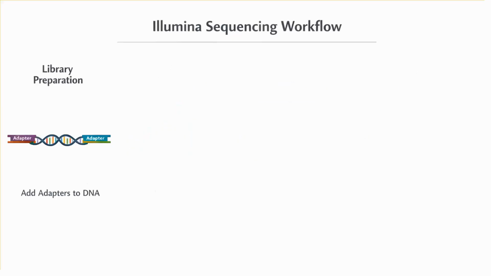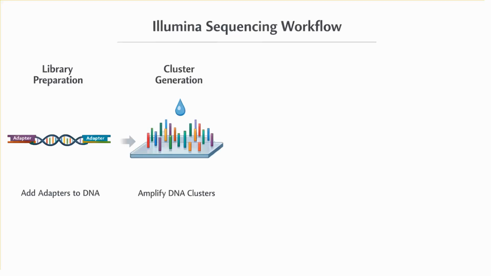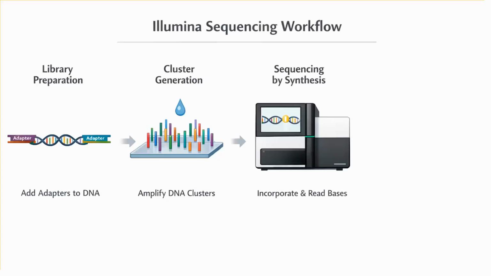First is library preparation, where adapters are added to the ends of the DNA fragments to be sequenced. Next is cluster generation by bridge amplification, where DNA library fragments hybridize to complementary oligos on the flow cell surface and are then amplified through bridge amplification to generate clusters of identical DNA copies. Then sequencing, where the instrument incorporates nucleotides into the growing DNA strand and records the growing chain of DNA sequence one base at a time.